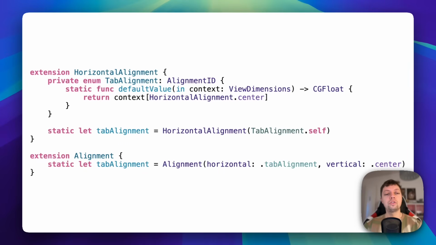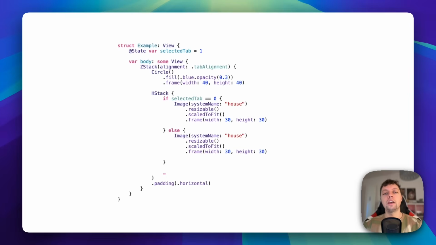Then we're also creating an extension on alignment itself. So why are we doing this? Well, we're working with a ZStack, and ZStacks don't take in a horizontal alignment, they don't take in a vertical alignment, they take in one of these combined horizontal and vertical. They are called alignment. So here we're creating one of them, we're also calling it tab alignment, and as horizontal, we're using the one that we just created, and as vertical, we're just aligning it in the center of the view as well.